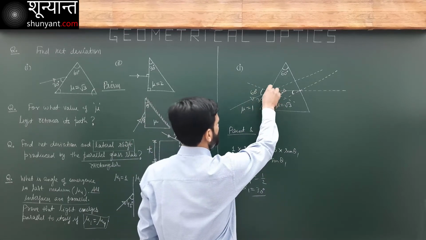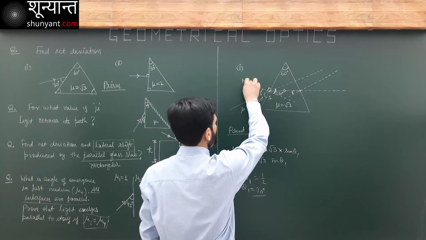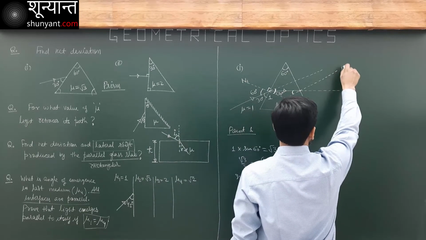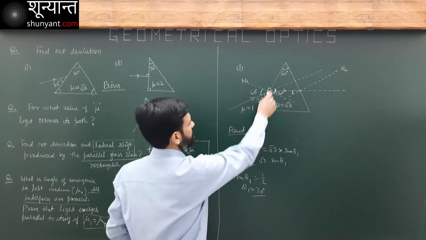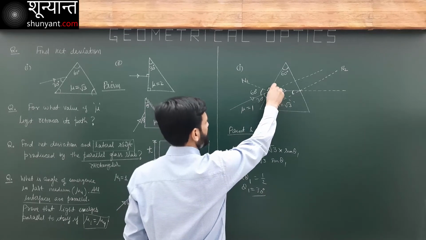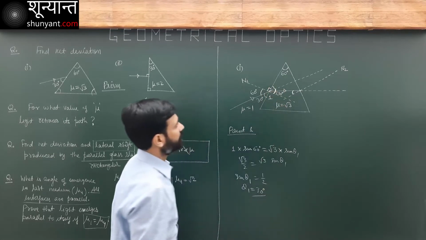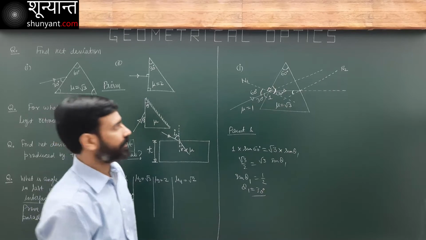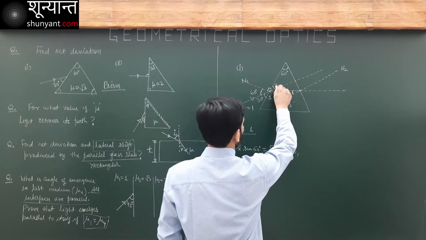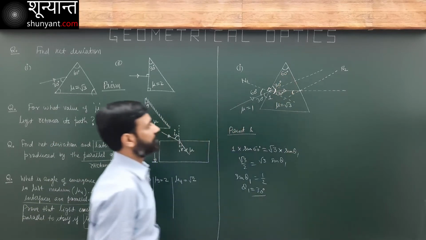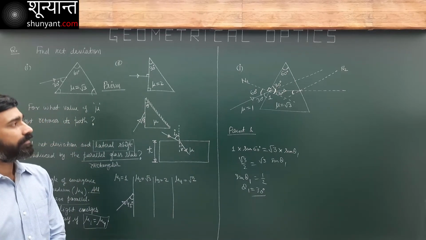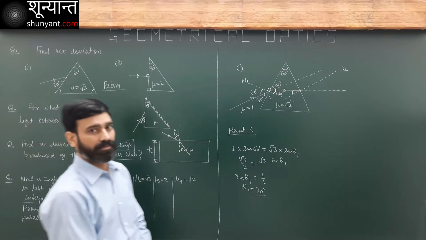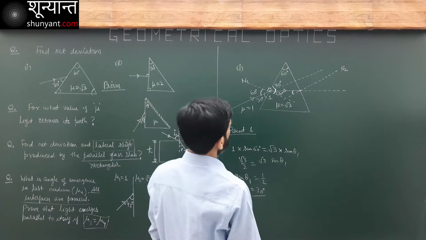And this is a normal. You see, this is my normal, N1. This also is normal, N2. This is 90, that means this angle becomes 30. This angle becomes 30. Does that make sense to you?